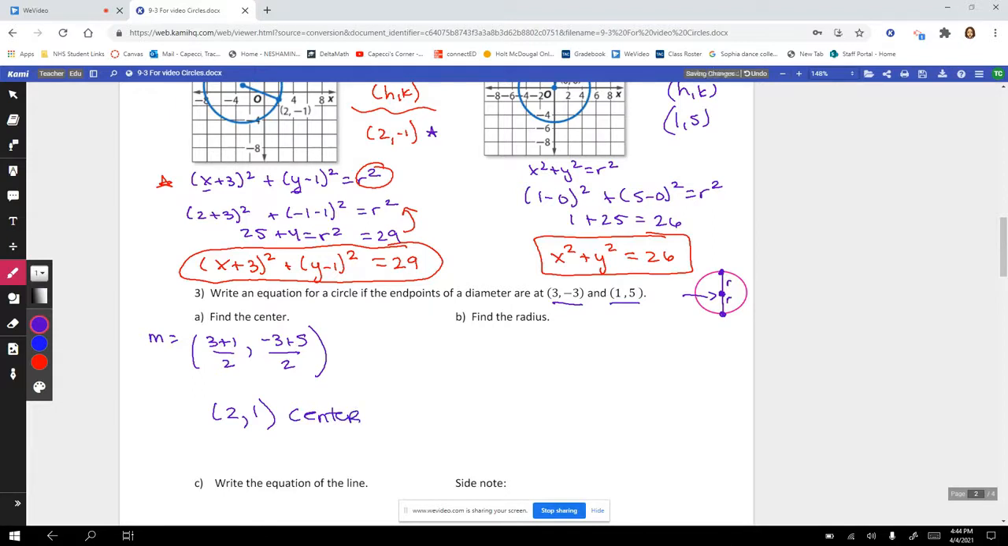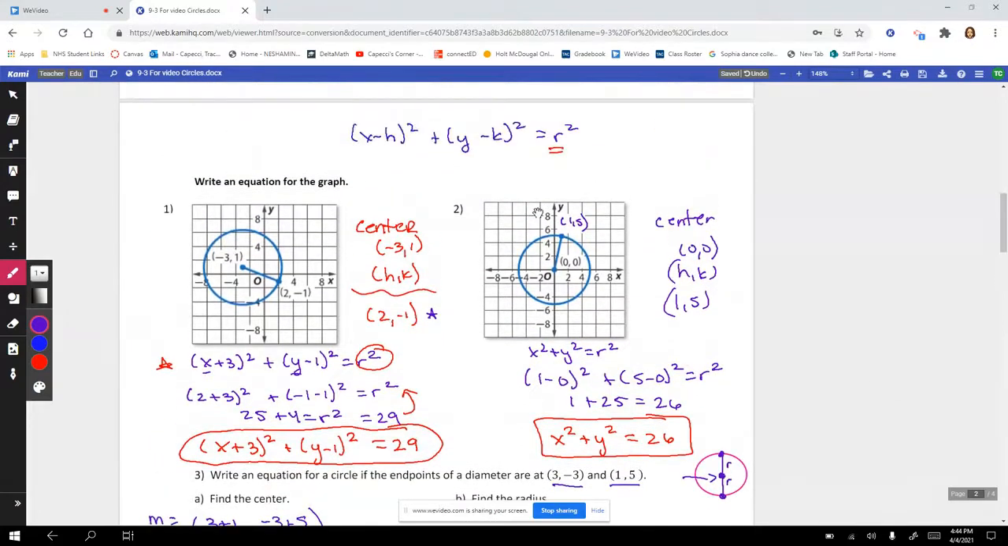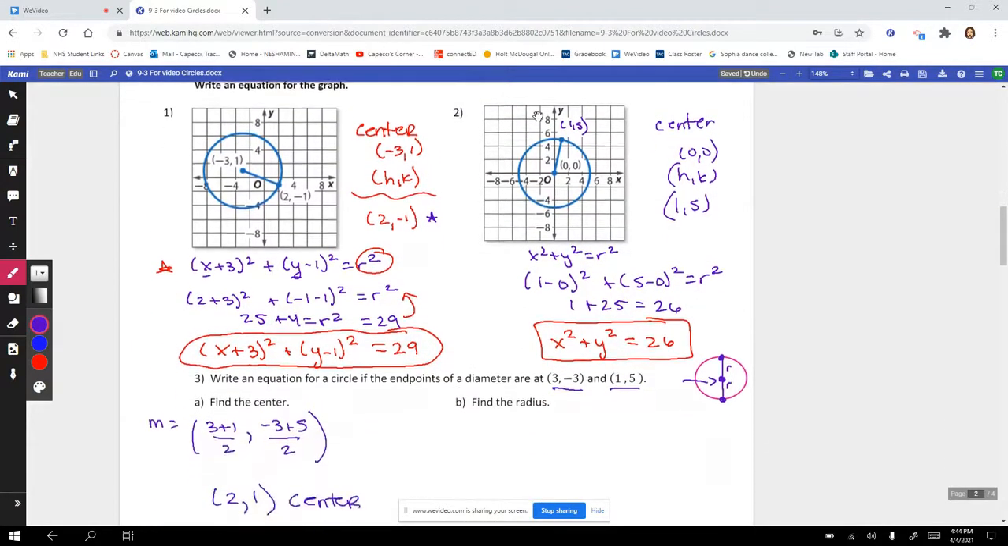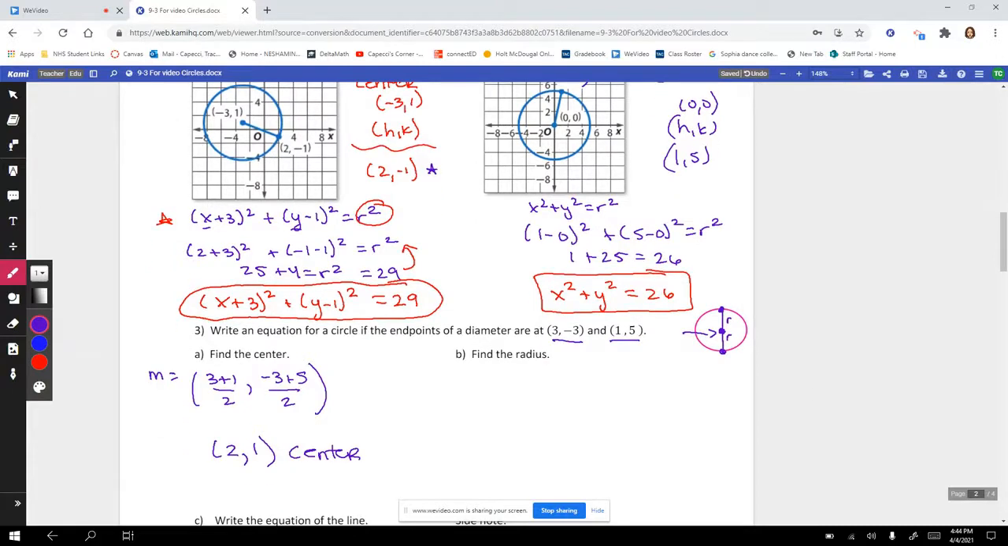Now I want to find my radius. So we are going to use the formula that we had used up here. We now know what our center is, so I'm going to have x minus 2 squared plus y minus 1 squared is equal to r squared. Now I'm going to pick either point. It doesn't matter which point I use. Actually, let me use this point right here. I'll use this one because they're both positive. It might be a little easier.